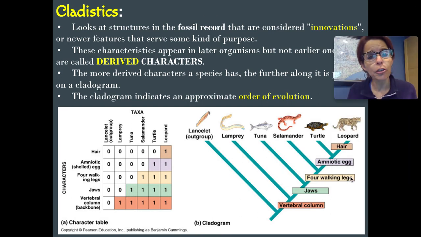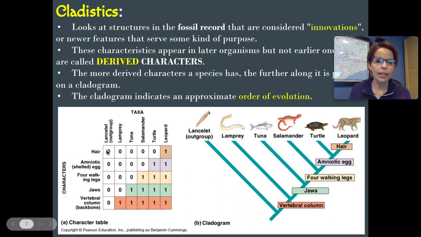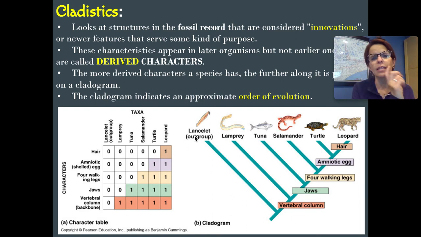It's called a cladogram or a phylogenetic tree. So that's what we're looking at here. If you look at the lancelet, right here, it does not have hair, it doesn't have eggs, it doesn't have legs, it doesn't have jaws, and it doesn't have vertebrae. So we say that's the earliest in history. That's the oldest animal. It's like a timeline, and the lancelet is the first thing on the timeline.